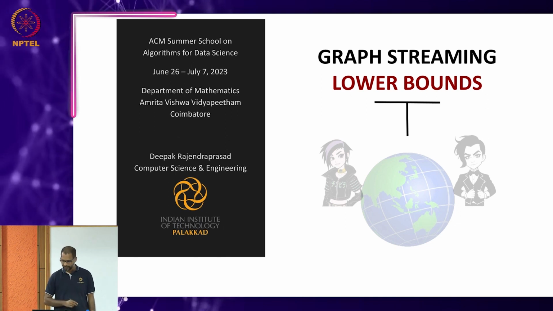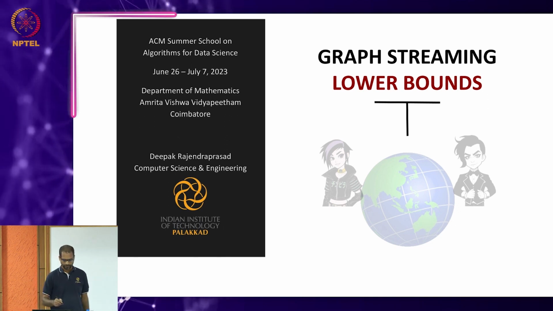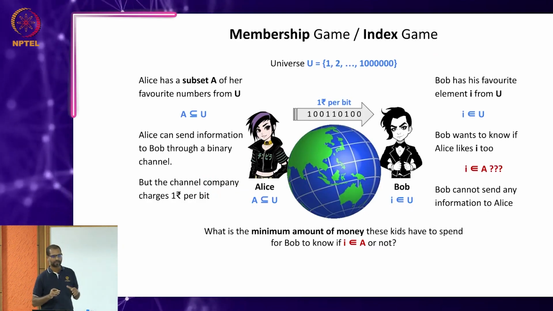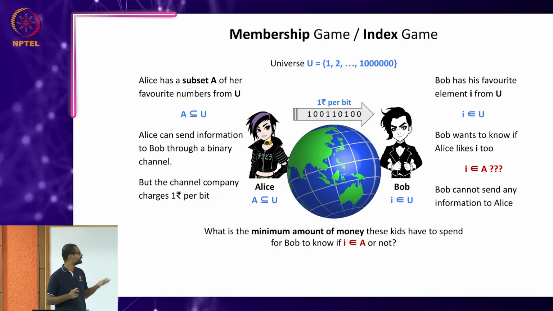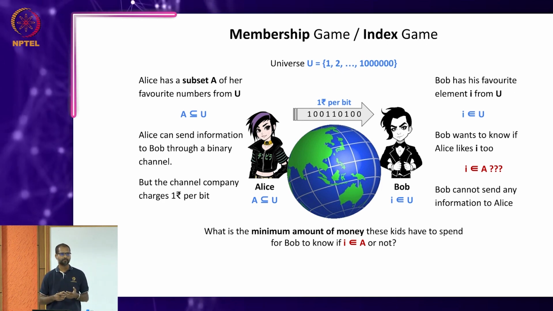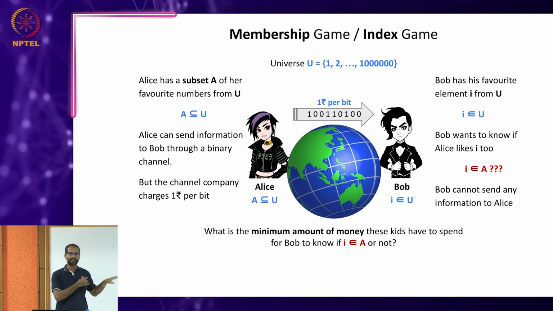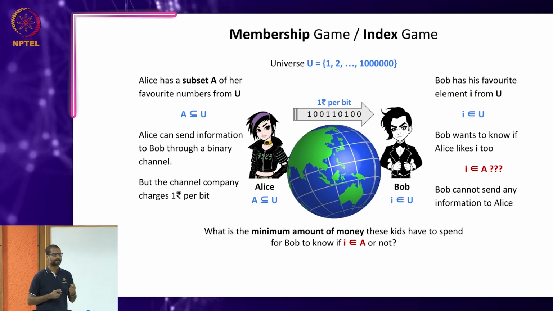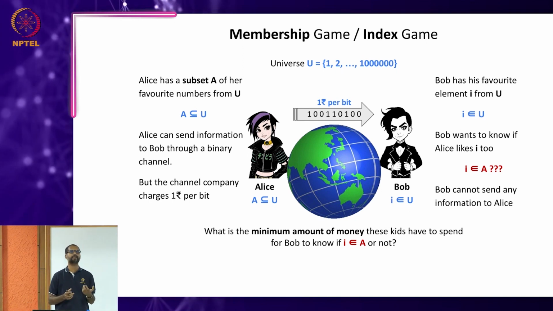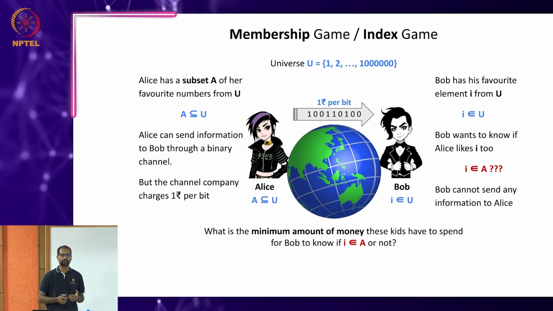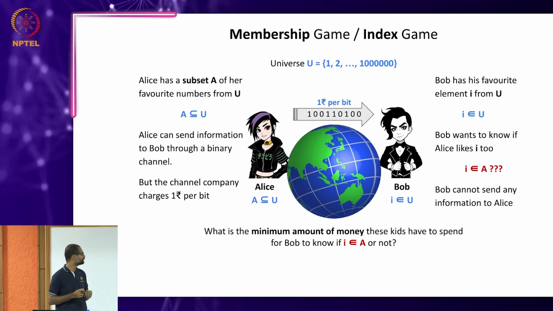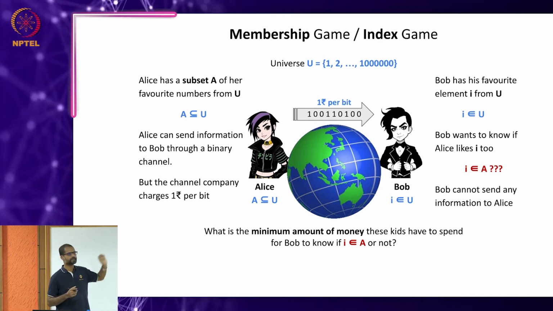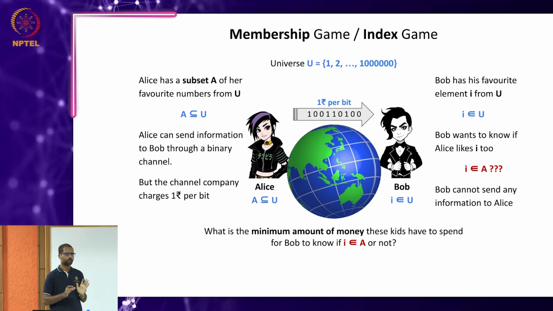So, in this game, imagine that Alice and Bob are separated far across the globe, okay. And the universe that we are talking about, very boringly, is the set of numbers, let's say numbers from 1 to a million, okay. It could be any set, but to keep my typing simpler, I just chose the set to be numbers 1 to a million. What does Alice have in her hand? She has her collection of favorite things. Things in this context happen to be numbers. So, we have her collection of favorite numbers. The set A that Alice has is guaranteed to be a subset of the universe. By the way, this universe U is known to both Alice and Bob.